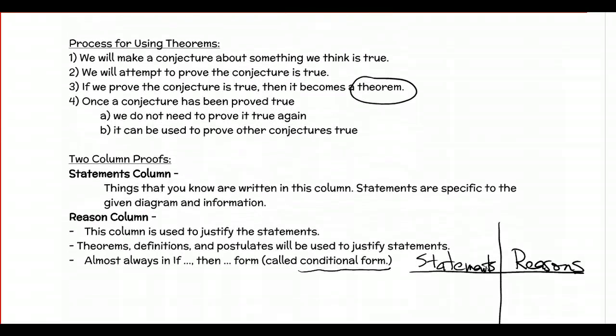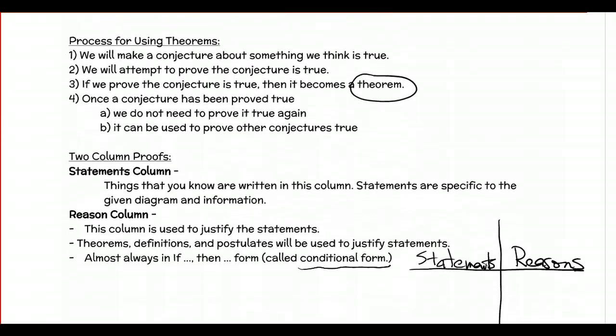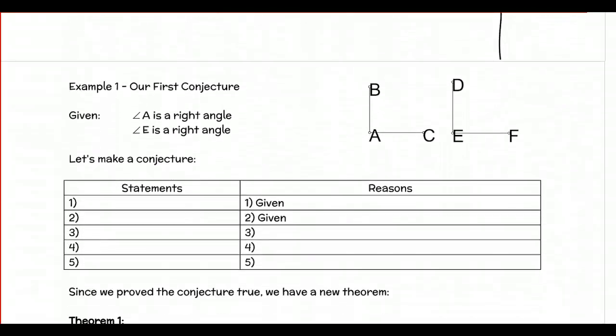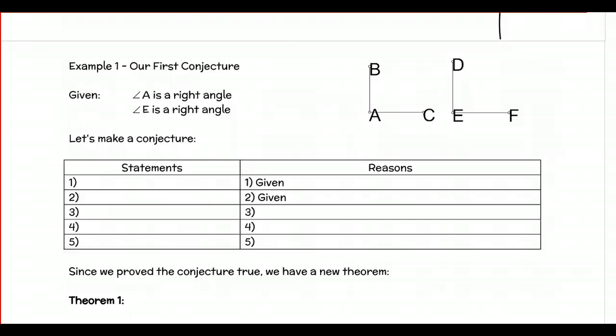We're going to go through this whole process for using theorems, and in the process of our conjecture, we're going to do a two-column proof. So let's say we are given that angle A over here is a right angle, and angle E is a right angle. So we've got these two right angles, and if you want to pause the video, you can, but we want to make a conjecture about what we think might be true about all right angles, and more specifically about the two right angles that we have here.